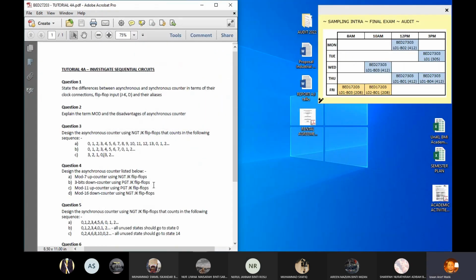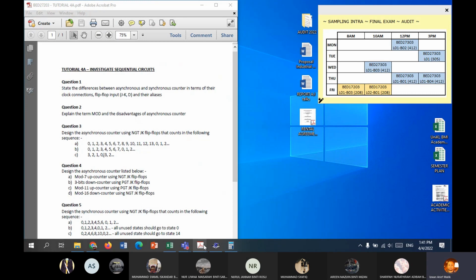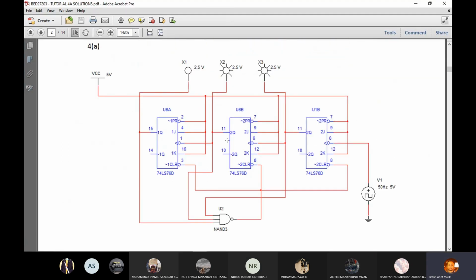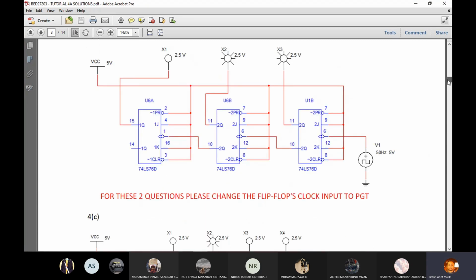okay. Question pakai PGT. Okay, yang ini sebab dalam software yang saya pakai tu, saya cari yang PGT mula-mula tak jumpa, so saya pakai je NGT, tapi saya terangkan kat sini. For these two questions, please change the flip-flops clock input to PGT. Maksudnya dekat sini bila you draw nanti dalam you punya final exam ataupun dalam you punya lab, make sure kalau PGT tak ada bubble ni lah, delete bubble ni.